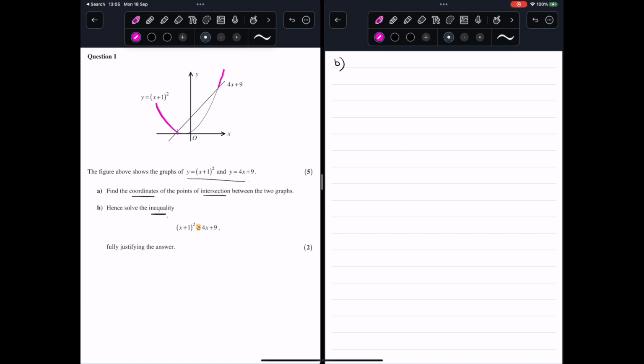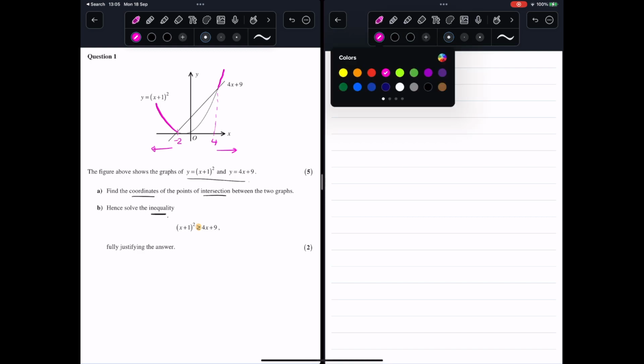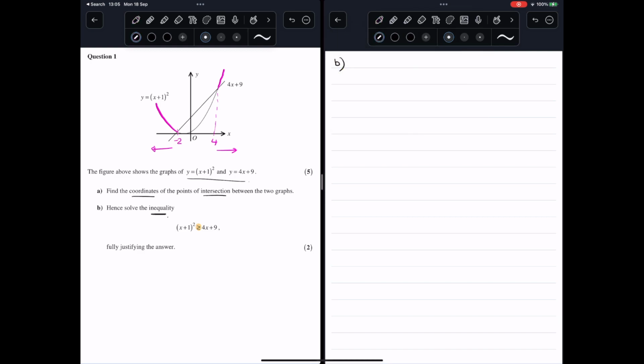So for this, I've got the two corresponding values of x. One is 4 and the other one is minus 2, and I found them in my previous part. So quite simply, x is less than or equal to minus 2, or x is greater than or equal to 4. Okay, those are my values of x.